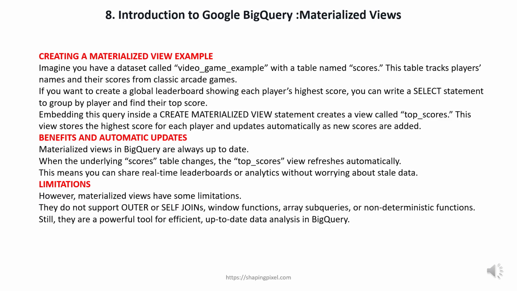BigQuery's automatic caching is helpful, but sometimes you need more control. That is where materialized views come in. Materialized views let you pre-compute and store the results of complex or frequently used queries, making your data retrieval much faster and more efficient. Imagine you have a dataset called Video Game Example with a table named Scores.